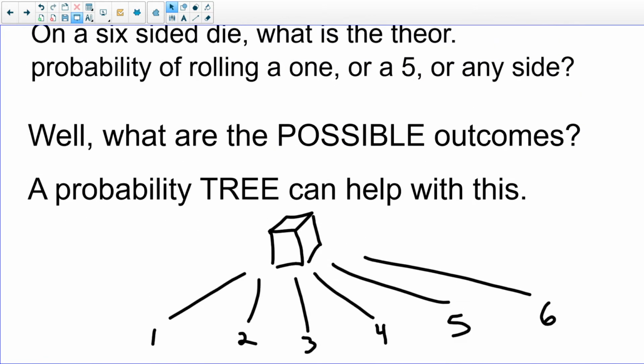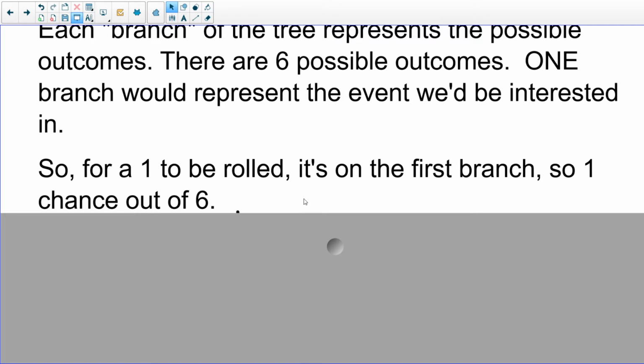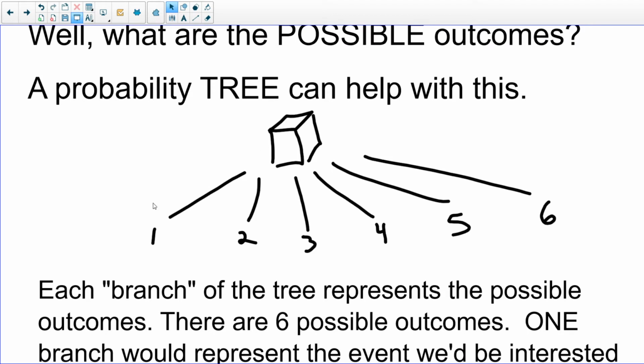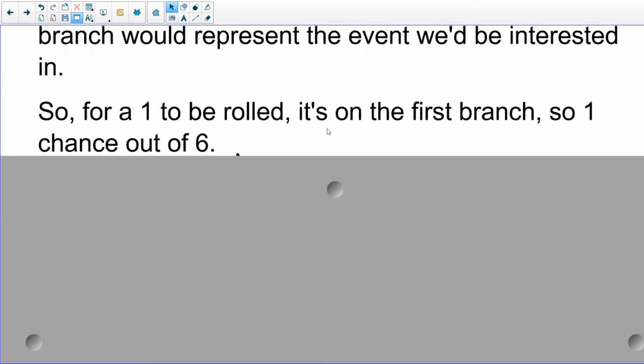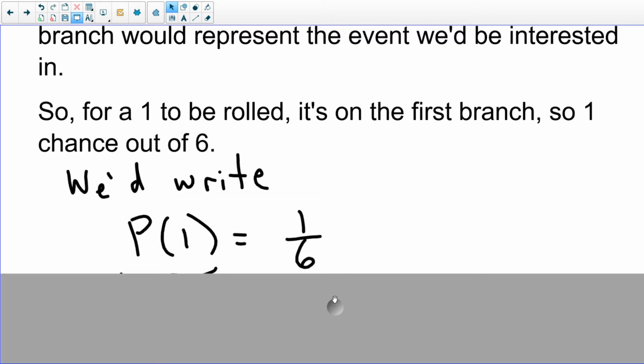So the question could be asked, I think I do ask it here, for a 1 to be rolled, what would be the probability? Well, the successful event of a 1 being rolled is on this branch. So that branch is 1 success out of 6. So for a 1 to be rolled, the chance is 1 out of 6. And what we'd write, and this is the proper format for writing the probability, we write P for probability, and then in the bracket here, we just write what is the successful event that we're looking for. So this would be read, the probability of rolling a 1 is 1 in 6.